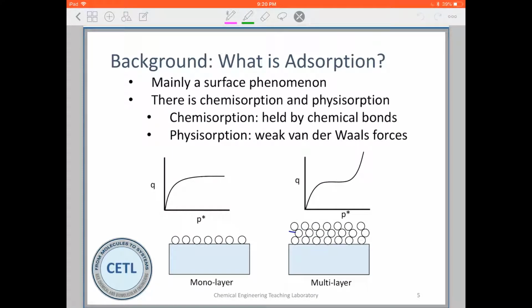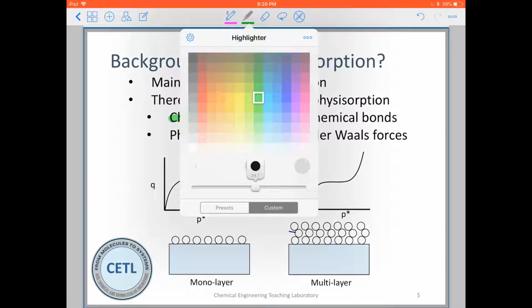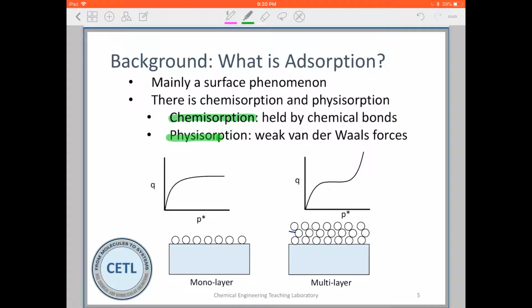Adsorption is mainly a surface phenomenon, and like I mentioned in the previous slide, you can have chemisorption, where the molecules are held onto the surface by chemical bonds, and those chemical bonds could be hydrogen bonds, they could be covalent bonds, and then the other one is physisorption. So in this lab, we're actually looking mainly at physisorption, where you have weak van der Waals forces.